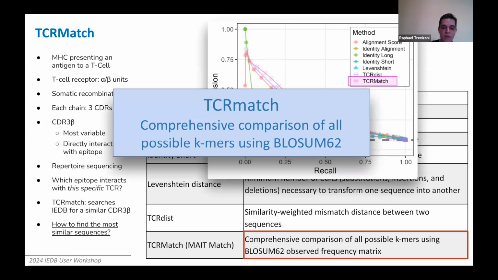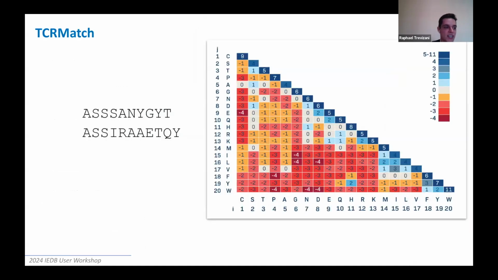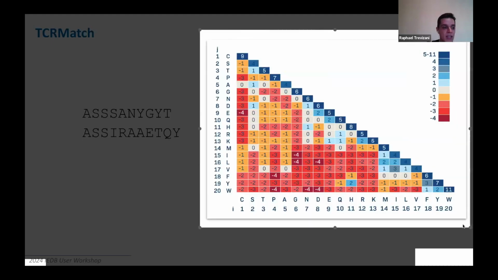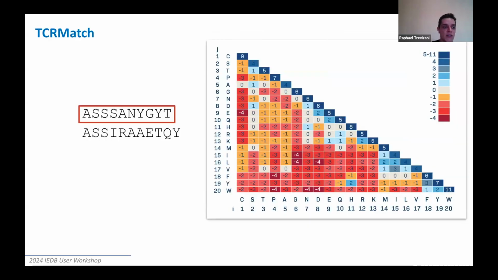Now, how does it work? This table is from the paper. If you read the last row, it says it performs a comprehensive comparison of all possible k-mers using a BLOSUM62 matrix. So what does that mean? It means it's a k-mer approach. If you don't know what a k-mer approach is, or you need a refresher, let me explain it to you. First of all, TCRMatch uses the BLOSUM62 matrix, this one here. Given two CDR3 betas, the one at the top and the one at the bottom, how similar are these CDRs according to the k-mer method?